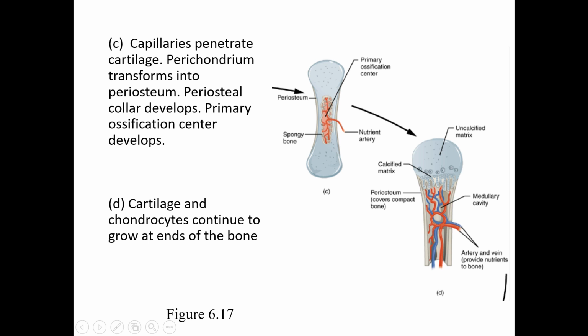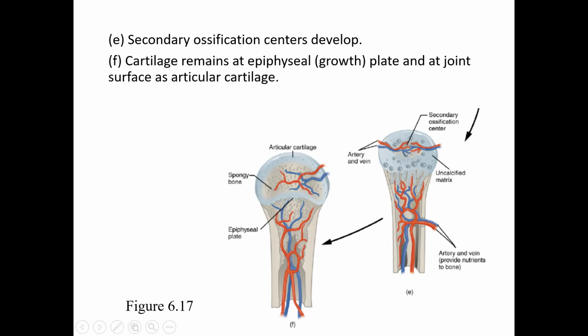Cartilage keeps growing on the sides. Inside there will be a cavity developed with blood vessels, and there will be compact bone on the sides. Next step, the secondary ossification center is formed inside of the cartilage at the ends. Blood vessels are growing inside, and the cartilage tissue is replaced with bone tissue.